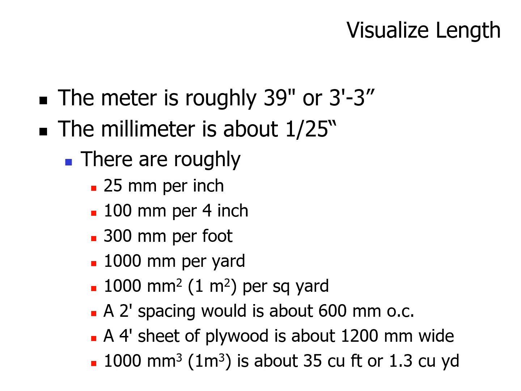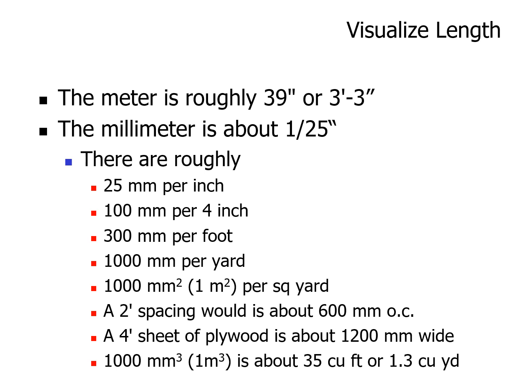The millimeter is about 1/25th of an inch. They're roughly 25 millimeters per inch, and this is how we estimate it real quick in the field. You know, an inch is about 25 millimeters, 100 millimeters per 4 inches, 300 millimeters per foot, 1,000 millimeters per yard. 1,000 millimeters squared is a square yard.